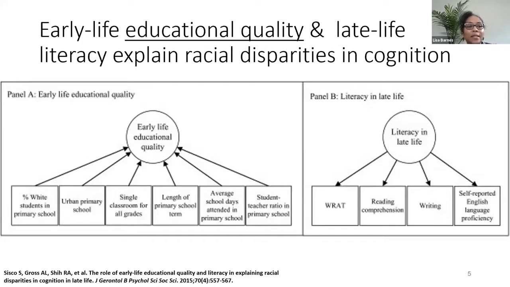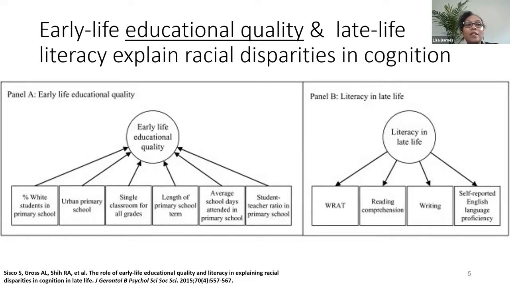and you can also look at the life course. And this is a really nice example from KHANDLE by Sisco et al., where they looked at early life educational quality, which was conceptualized by the different indicators you see in the boxes to the left, as well as late life literacy.